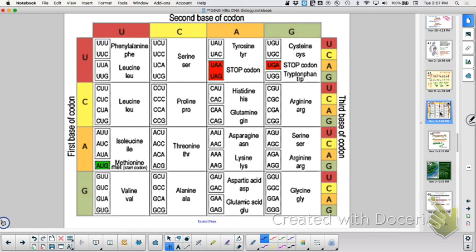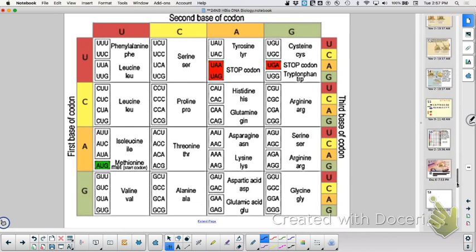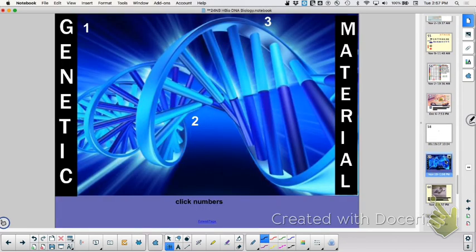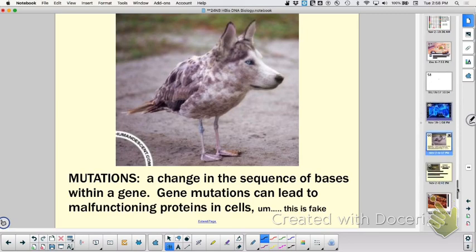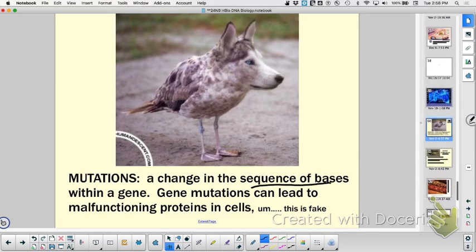Okay? Now, let's talk about those mistakes, because that was the next part. We talked about how your genetic material has to store information, but it has to be stable so you can pass it on, but it also has to mutate. So we want to know what a mutation is: a change in the sequence of bases within a gene. Change the bases, you have a mutation. If you change the bases, you're going to change the mRNA. If you change the mRNA, you're going to change the tRNA that lands on it. And if you change the tRNA, you're going to change the amino acid, right?